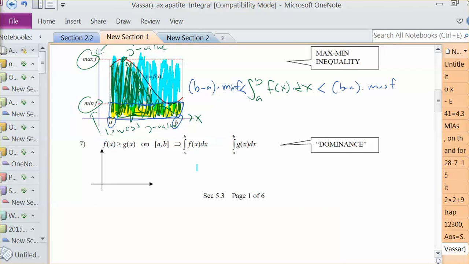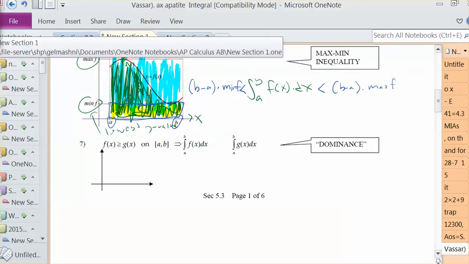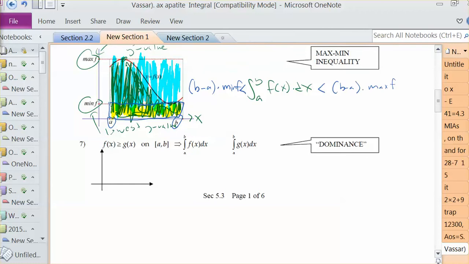And then lastly, for number 7, let's say f of x is always above g of x. So say here's f of x. And here's g of x, not really great looking curves.